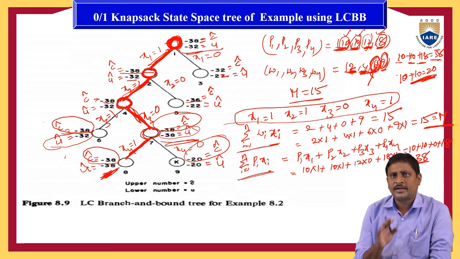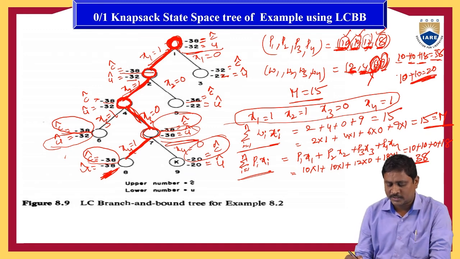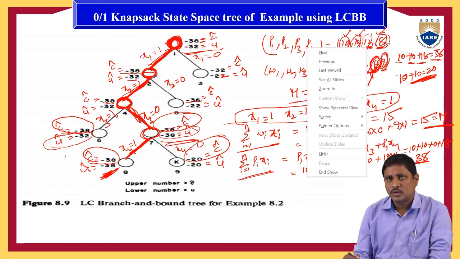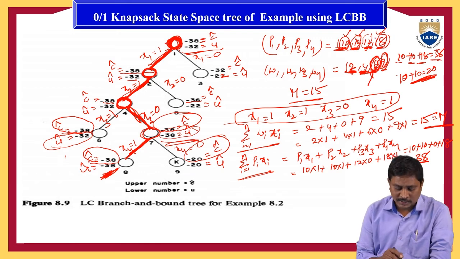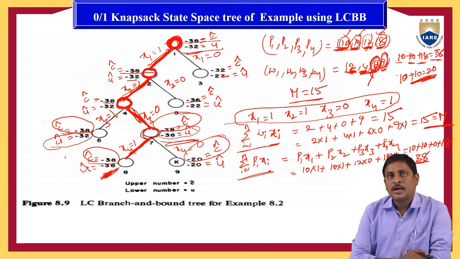Whenever we calculate the lower bound value, we consider the fraction of weight values. Those values also are inserted into the bag. So 2 plus 4 plus 6 is 12, plus the 1/3 part we take from this 9, that is 3. 3 plus 12 is 15, equal to the maximum capacity 15. Now 10 plus 10 plus 12 is 32. Here 1/3 of this 18 is 6. 32 plus 6 is 38. 38 is the lower bound value.